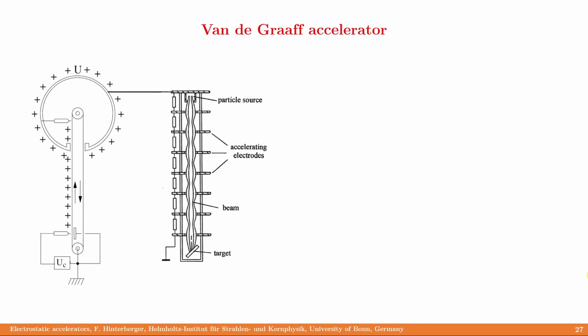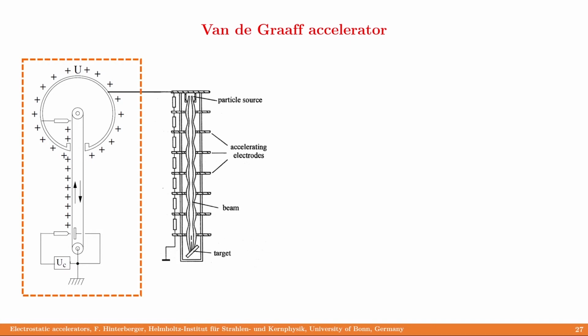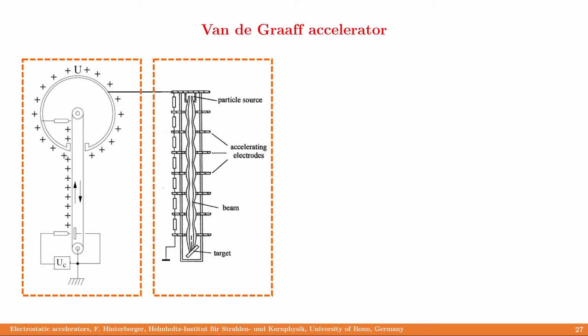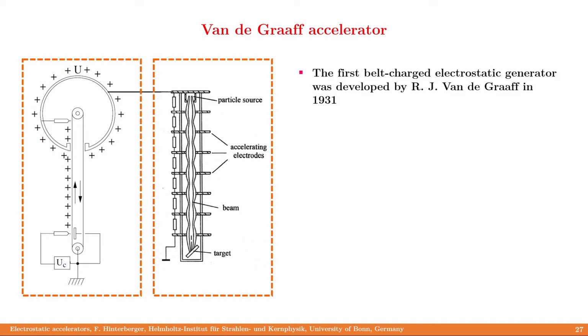The Van de Graaff accelerator. This figure shows the schematic of the Van de Graaff accelerator. The accelerator comprises two parts. The first part is the high voltage generator, and the second part is the particle accelerator unit. And this is a belt-charged electrostatic generator, first developed by R.J. Van de Graaff in 1931.